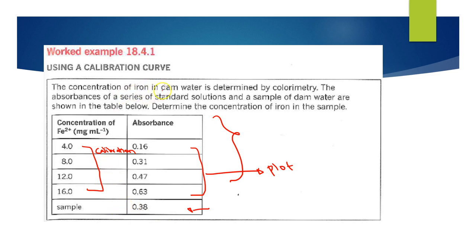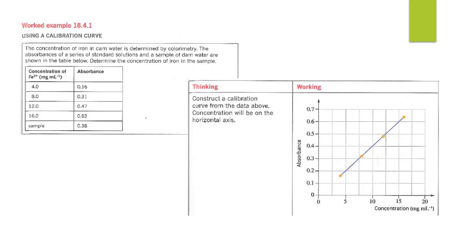In this case, we're told that the concentration of iron in dam water is determined by colorimetry. The absorbance is measured for a series of standard solutions, so this will be going from low to high concentrations of iron, and a sample of dam water is shown in the table below. So we need to determine the concentration. First things first, we need to plot our standard solutions on a graph of absorbance on the y-axis versus concentration on the x-axis, because concentration would be our independent variable in this case. When we do that, we will generate this linear curve here.